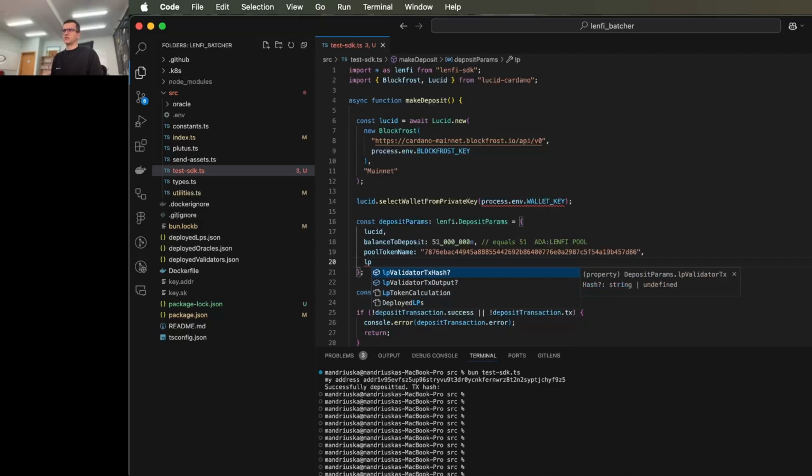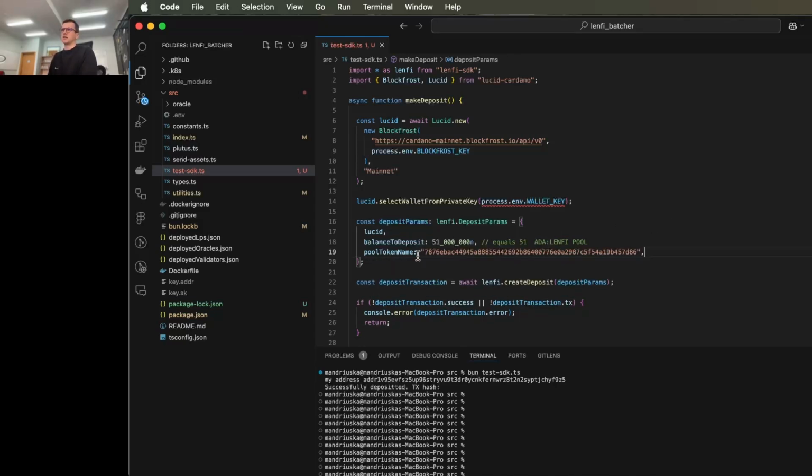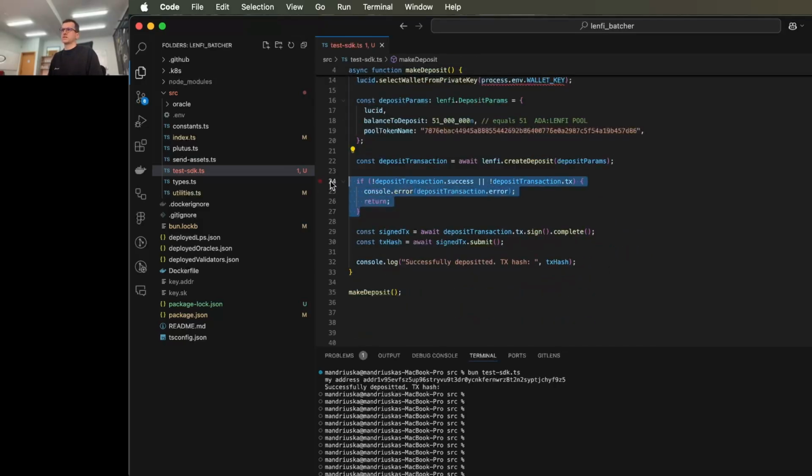Additionally, I could provide an LP validator reference UTXO, which means my transaction fees would be lower because I provide the validator instead of attaching it into the transaction. But I'm not doing this for now. So I have these parameters, making a deposit. I'm checking whether the transaction was successful, and if so, I'm signing and completing it and submitting it to chain. Let's run the code.